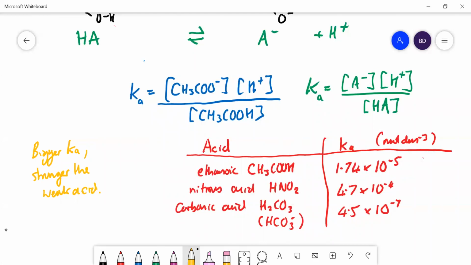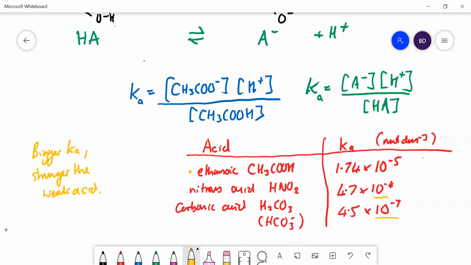If you look at these, we've got ethanoic acid here, which is in vinegar. That's in the middle. Nitrous acid has a bigger Ka value, hasn't it? It's only 10 to the minus 4 rather than 10 to the minus 5. So nitrous acid is stronger than ethanoic acid. And if we look at carbonic acid, you can see that's a lot weaker than ethanoic acid, because that's in the range of 10 to the power of minus 7. So that's a very weak acid.